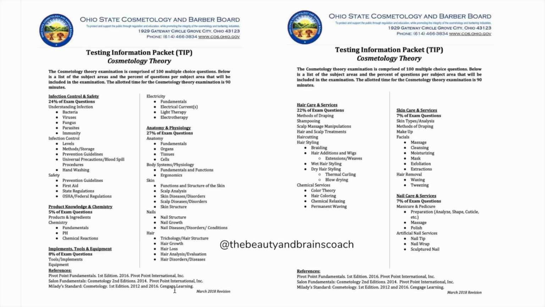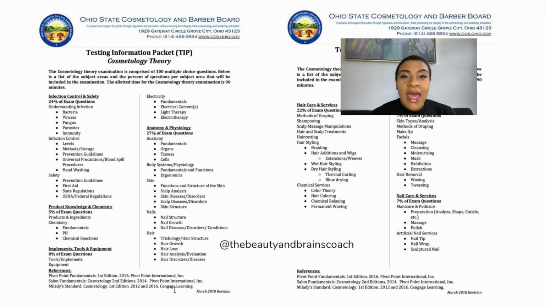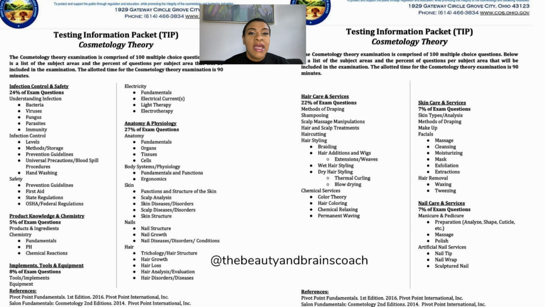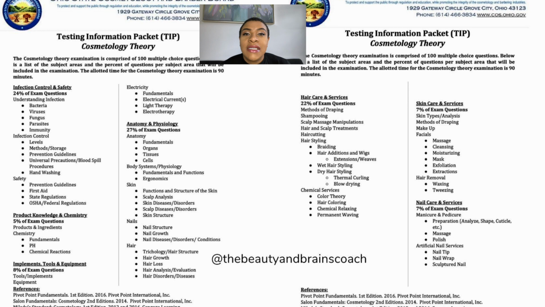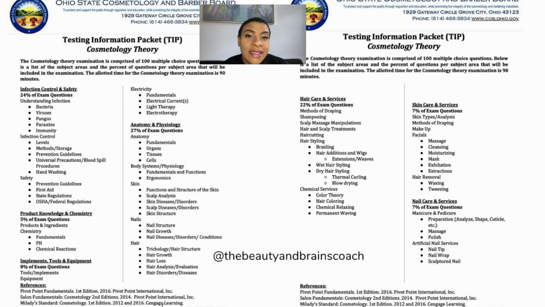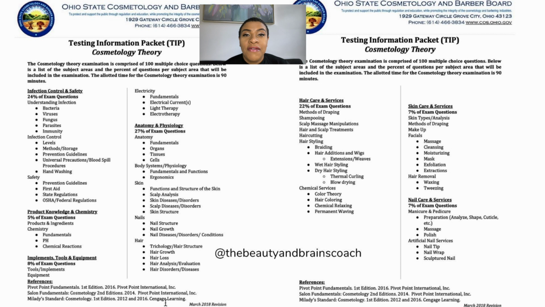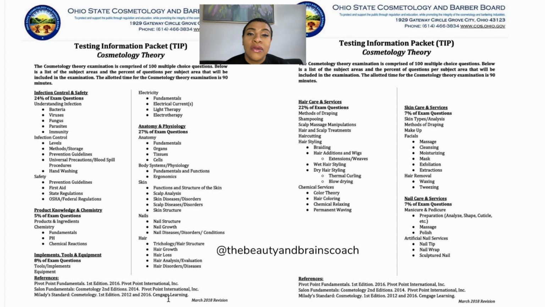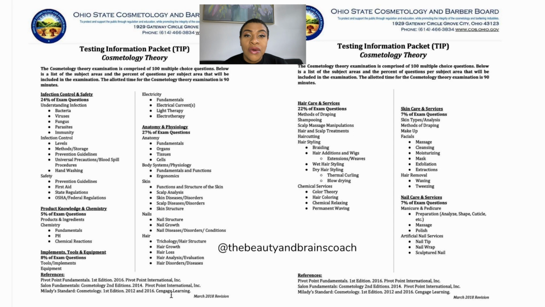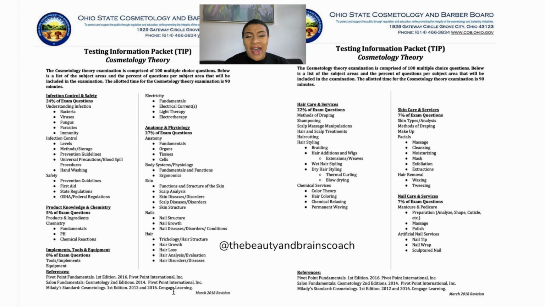So I am currently looking at Ohio's testing information packet. So again, this is that document that tells me exactly what my Ohio students are being tested on. I will say this as a disclaimer: it is important that you find your state's testing information packet or candidate information bulletin, CIB. Does not matter, but it is important that you double, triple check your own state's. That's number one. Number two, 95% of everyone's testing information packet looks exactly the same.